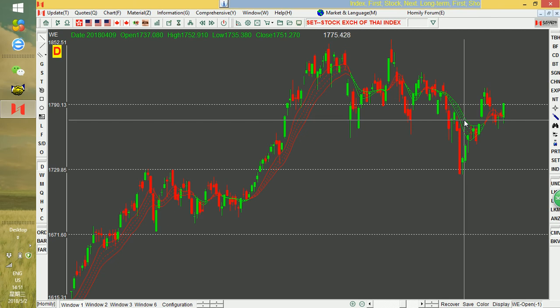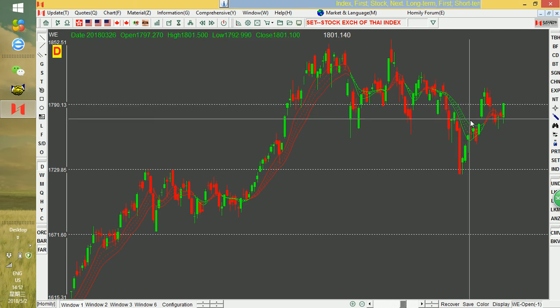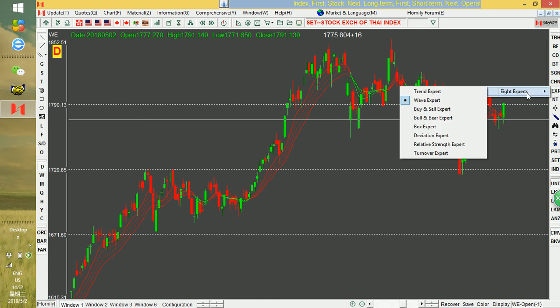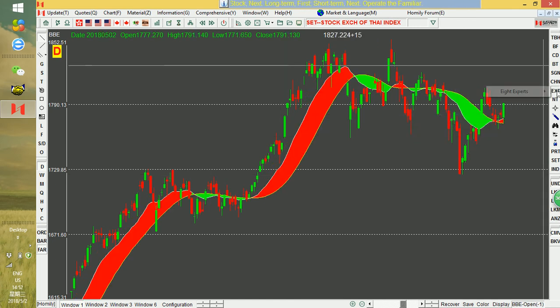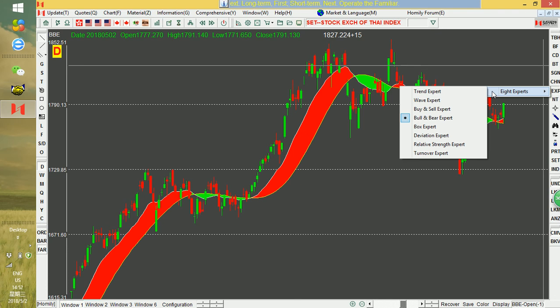The green means the price is going to work in the downtrend. So you may ask, what's the difference between trend bird and wave bird and bull and bear bird? All of them show people the trend. The difference between them is that they are in different time frames.